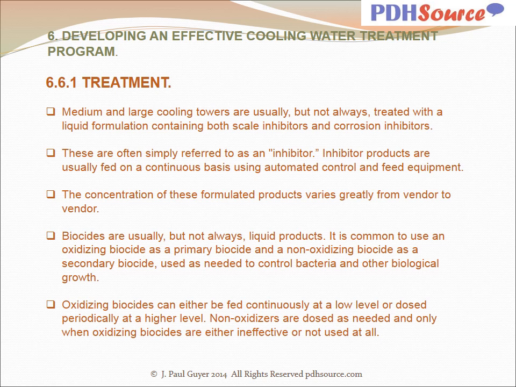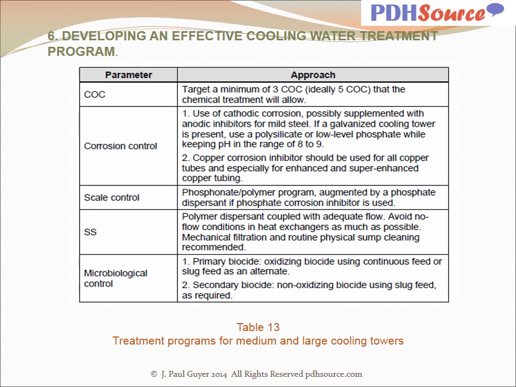Biocides are usually but not always liquid products. It's common to use an oxidizing biocide as a primary biocide and a non-oxidizing biocide as a secondary biocide used as needed to control bacteria and other biological growth. Oxidizing biocides can either be fed continuously at a low level or dosed periodically at a higher level. Non-oxidizers are dosed as needed and only when oxidizing biocides are either ineffective or not used at all. Table 13 here on slide 135 indicates treatment programs suggested for medium and large cooling towers.